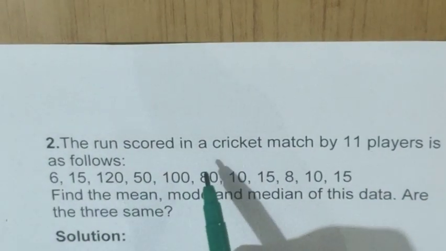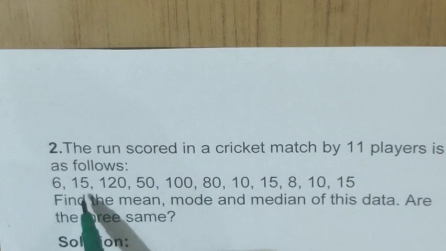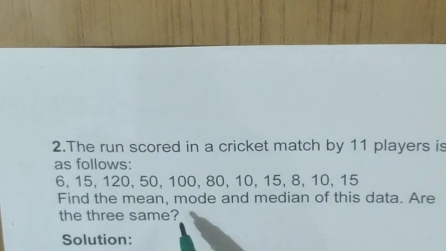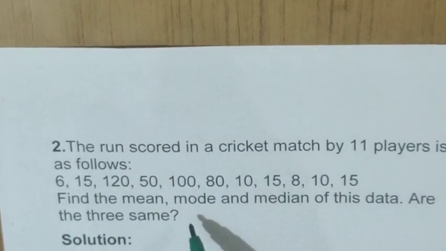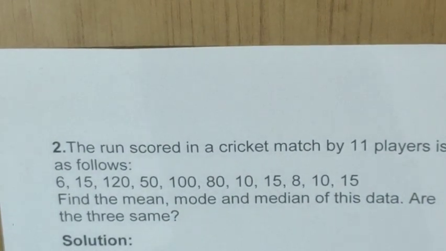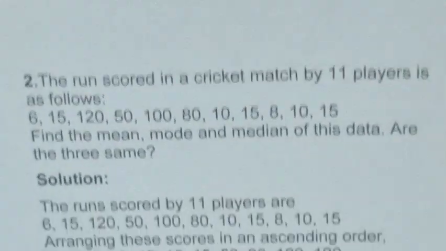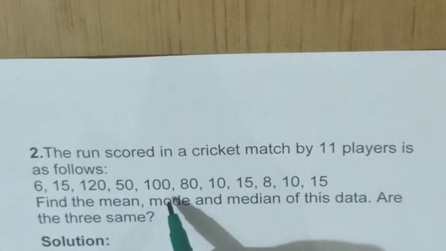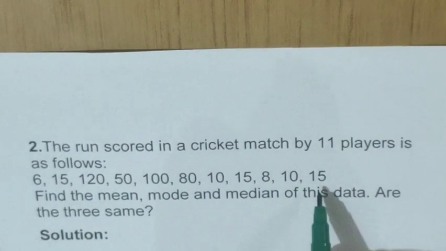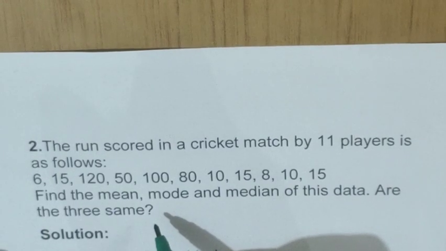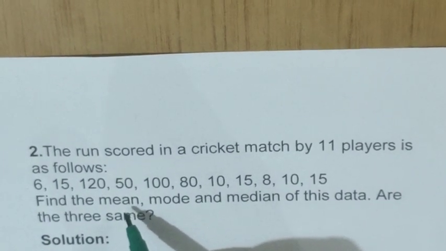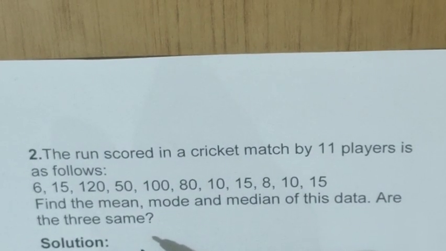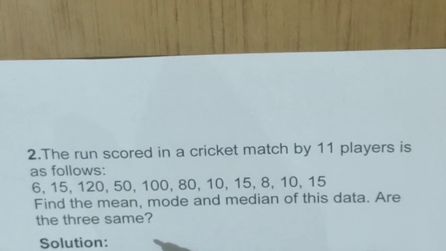Second question. The runs scored in a cricket match by 11 players: 6, 15, 120, 50, 100, 80, 10, 15, 8, 10, 15. Find the mean, mode and median of the data. Are the three same? See, the question is different from the first question. What is asked here? Mean, mode and median. Are the three same? In the last question we calculated only 2. This time we have to find all the three.